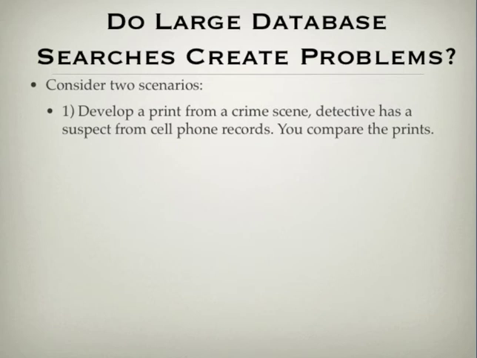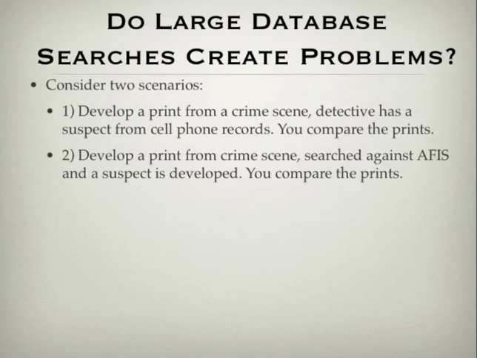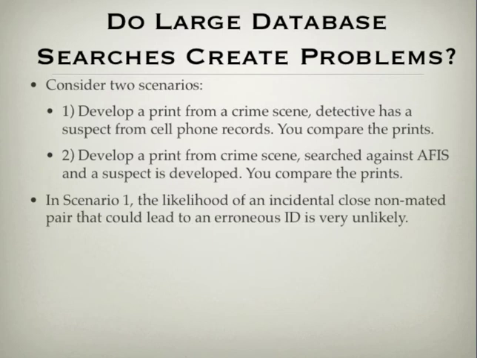In the first, a detective or a latent print examiner develops a print from a crime scene, and the detective has a suspect from cell phone records. So you as an examiner compare the prints, and you decide if it's an ID or not. The second scenario is that you develop a print from a crime scene, but then you search that print against an AFIS system, and then you develop a suspect using the AFIS database, and you compare the prints. In scenario one, the likelihood of an incidental close non-mated pair that could lead to an erroneous ID is very unlikely because these are two sort of sampled at random.